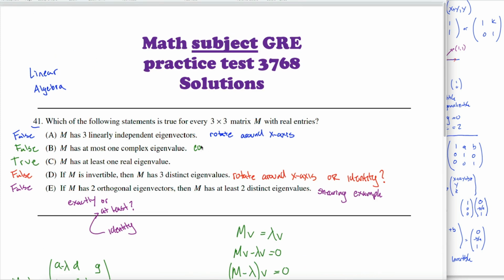Anyways, the fact that complex roots come in conjugate pairs tells us that not only is this statement not always true, it's always false. M can't possibly have one complex eigenvalue. It either has 0 complex eigenvalues or it has 2 complex eigenvalues. The correct answer is C, because cubic polynomials always have at least one real root.